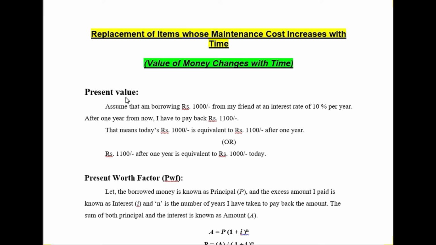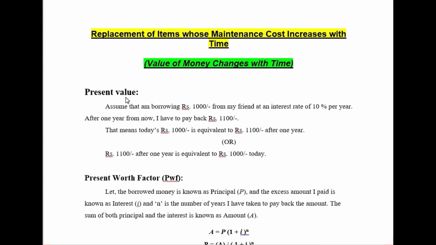Which means that today's 1,000 rupees is equal to 1,100 rupees after 1 year. In other words, I can say that 1,100 rupees after 1 year is equal to 1,000 rupees today.